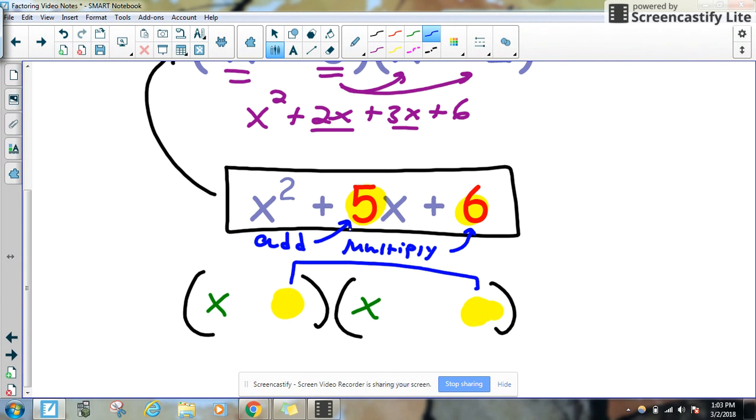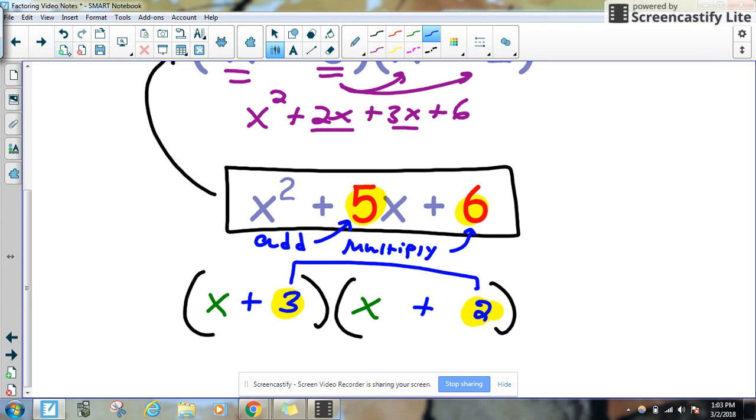So the idea is that the number choice that you pick, they need to multiply to 6 and add together to give you 5. And that's how we're going to figure out which 2 numbers go there. So obviously we know that it must be 3 and it must be 2. And of course, if we need to add to get a positive 5, then of course this is going to be a positive and a positive.